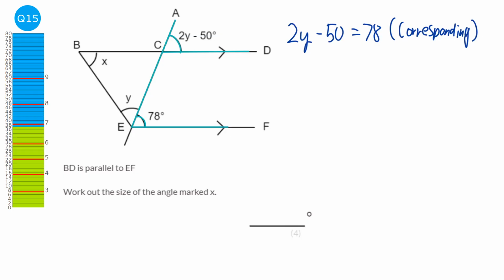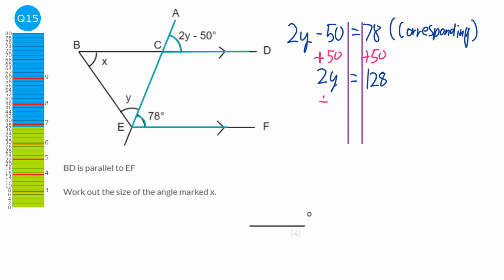Now here we've got an equation and we want to solve it. We'll go first of all add 50 to both sides. So we've got 2y equals 78 plus 50, which would be 128. And then we're going to halve both sides, or divide by 2. So we've got 64. So we know that y is 64.